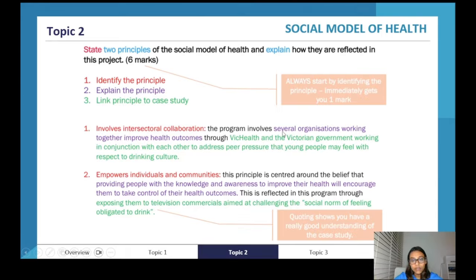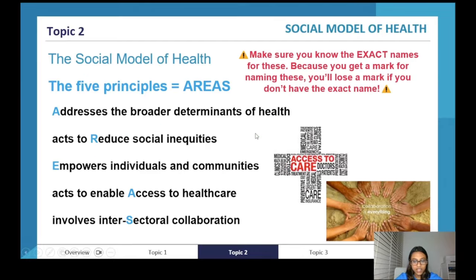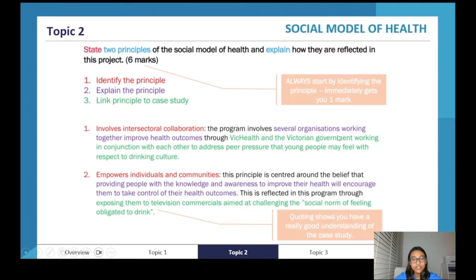Yep, so we've got the program involves several organizations. Oh, in this project. Never mind, guys. You actually can't attempt this question because you don't know what the project is. That's my bad. But the program that we can't see involves several organizations working together to improve health outcomes, through VicHealth and the Victorian government working in conjunction with each other to address peer pressure that young people may feel with respect to drinking culture. Guys, you don't need to drink to have fun. You really don't.